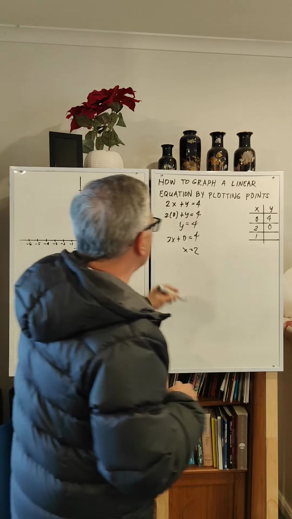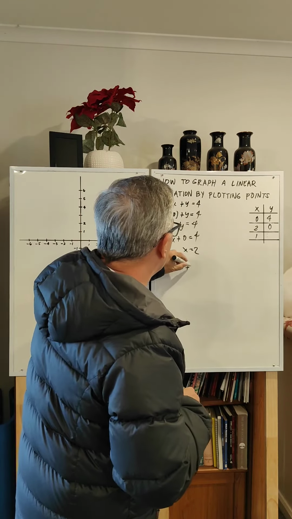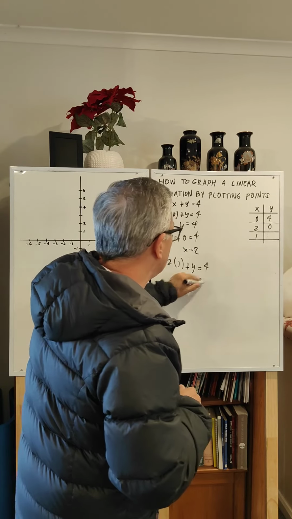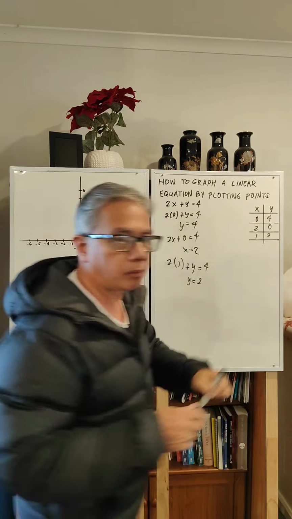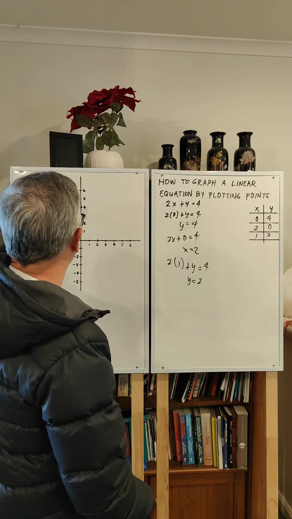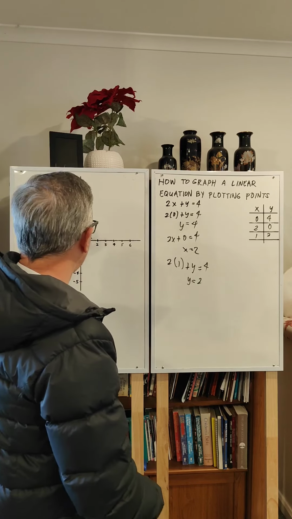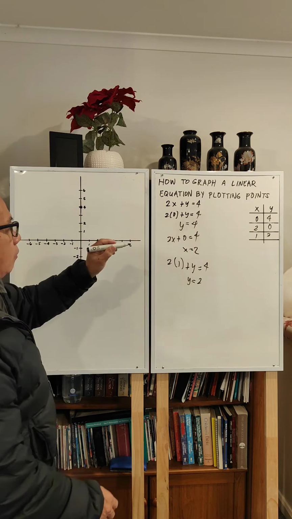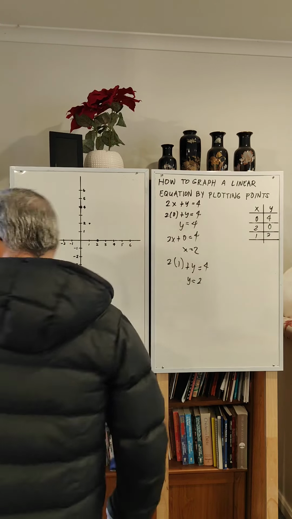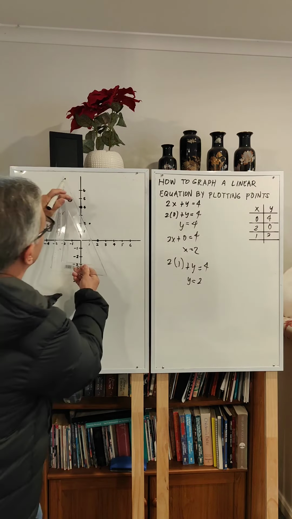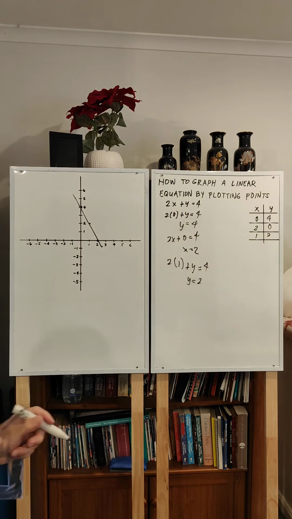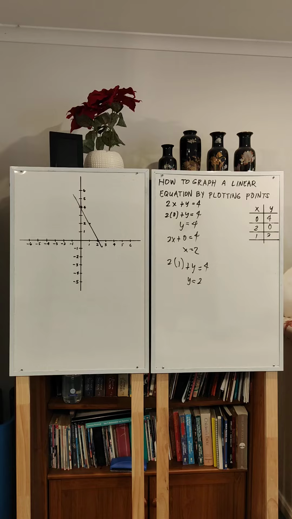If x is 1, y is equal to 2. And then we plot the points (0, 4), (2, 0), and then (1, 2). And then we put a line, and that's how we graph a linear equation.